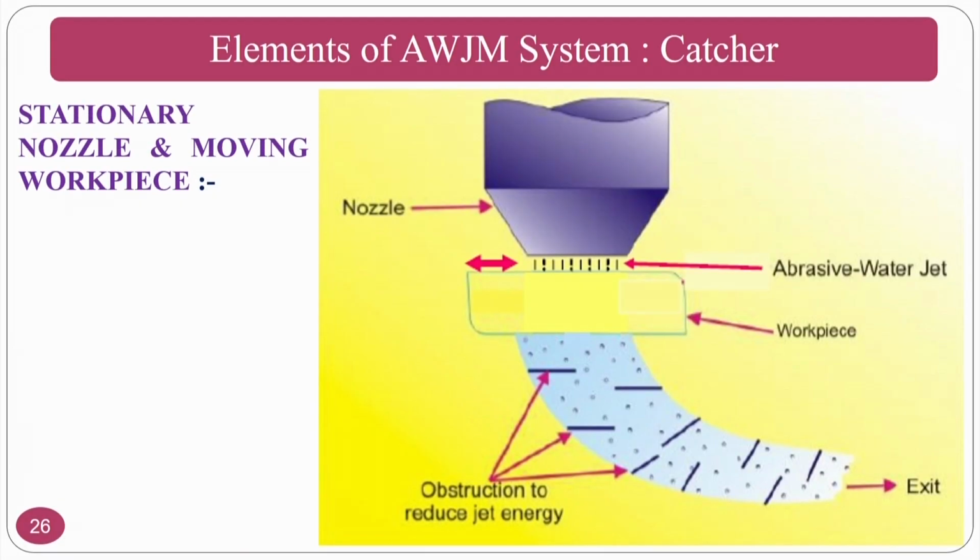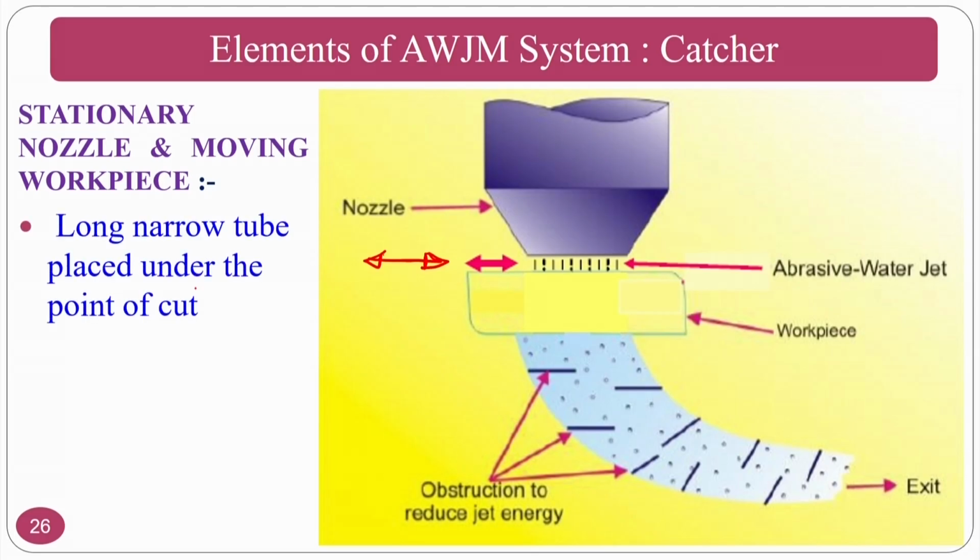Okay. So, the stationary nozzle and moving workpiece is one condition. Assume that this is the workpiece that is moving. In this case, the nozzle is stationary, but the workpiece is moving. As you can see here, it is reciprocating or traversing, and the nozzle is at the same location. In this one, a long narrow tube is placed under the point of cut. What will happen? The abrasives and water are coming from here, it is cutting and it has to go. As we have seen the path of the abrasive water jet, this will follow a similar path.